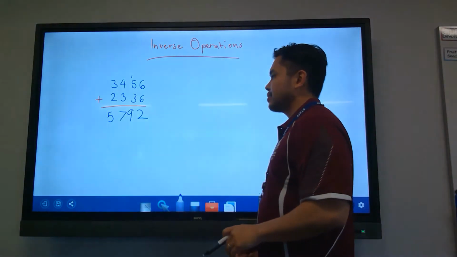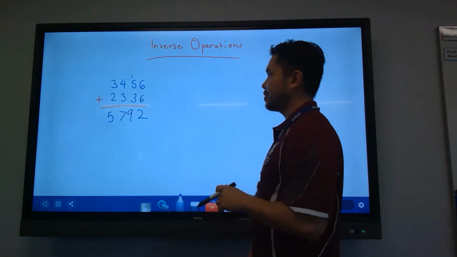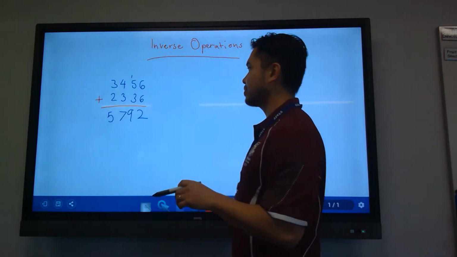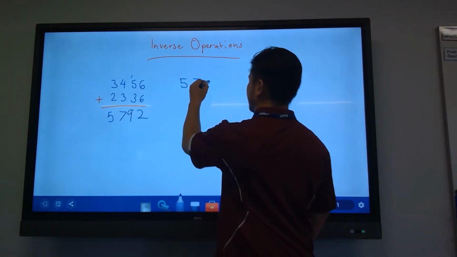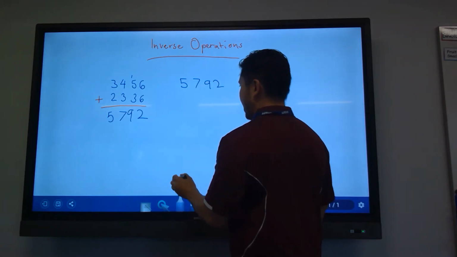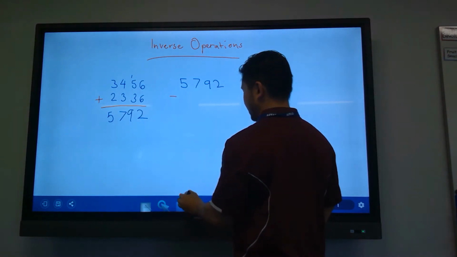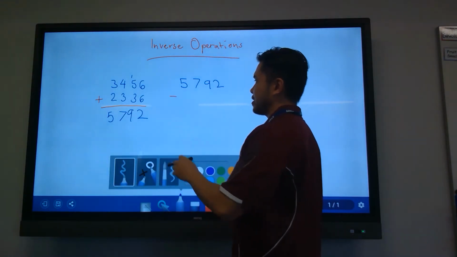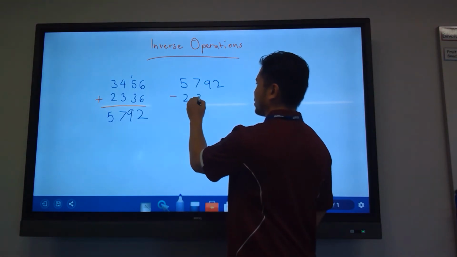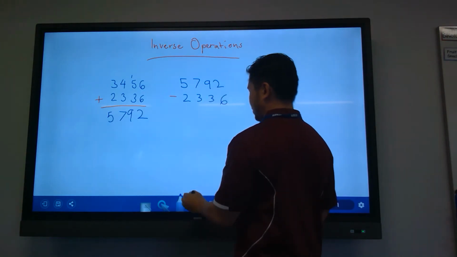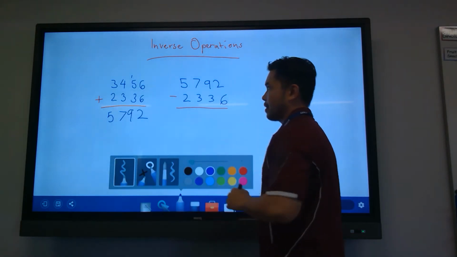Now, to double check that that answer is correct, let's do an inverse operation by doing the opposite operation. So for example, we'll take the answer, 5792. And this time we're going to minus with one of these numbers, okay? So let's try 2,336. Let's do this together.